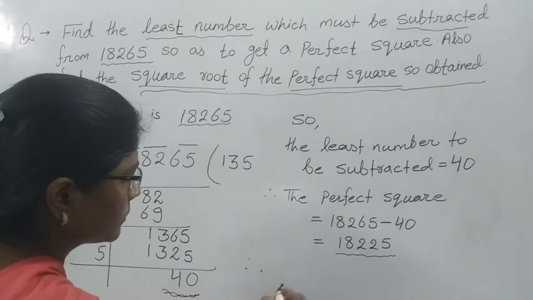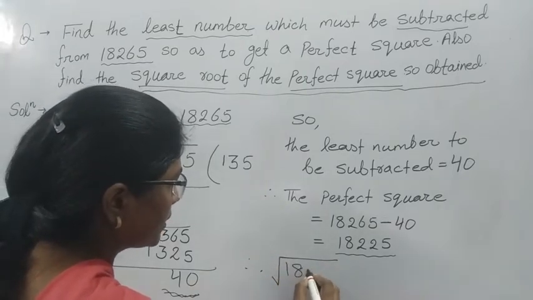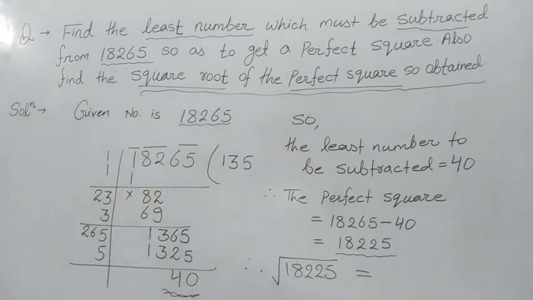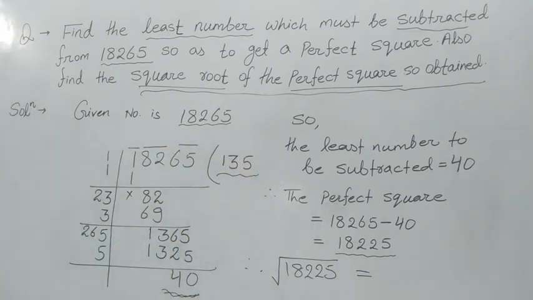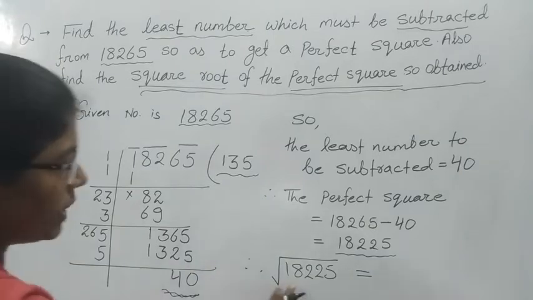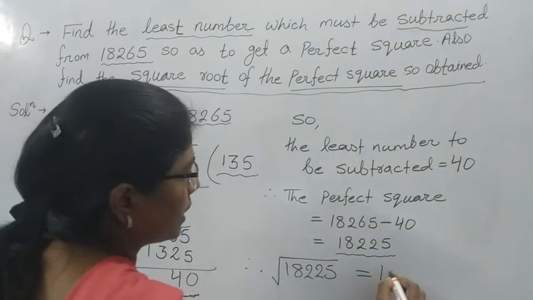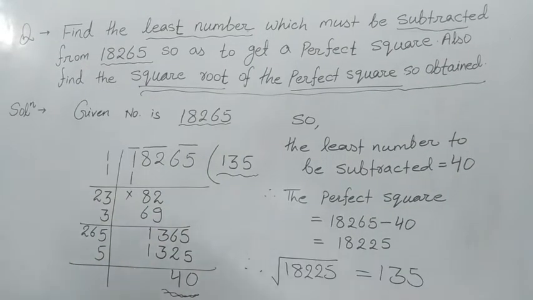Therefore, the square root of 18225. No need to find the square root again. The quotient is just taken as the answer, as the square root. So the square root of 18225 is written as 135. So this is the answer.